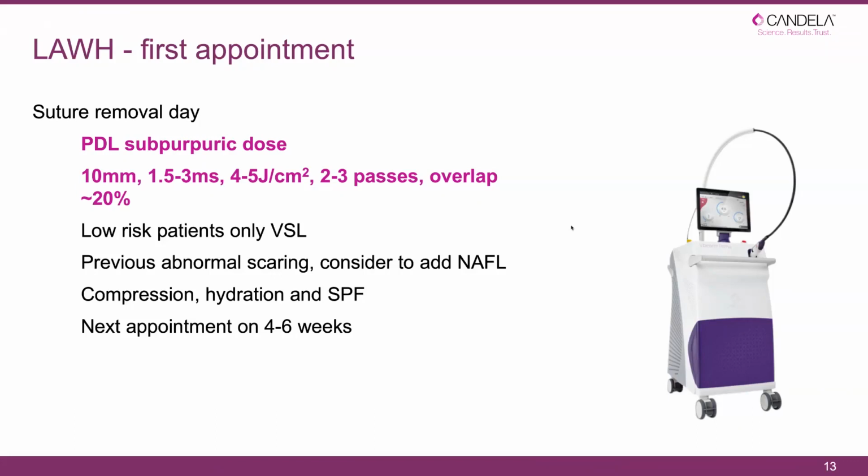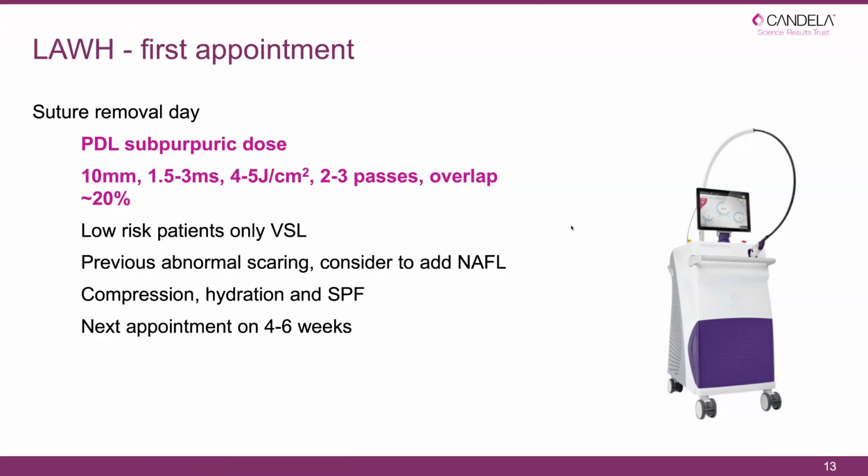On low-risk patients, we can, in this first session, only use the vascular laser, and we assume a low-risk patient as a patient that has no previous history of abnormal scarring. When this history is present, we should consider adding at least a non-ablative fractional laser. We should always advise to use compression, either gel or eventually silicone sheeting, hydration and broad protection factor.